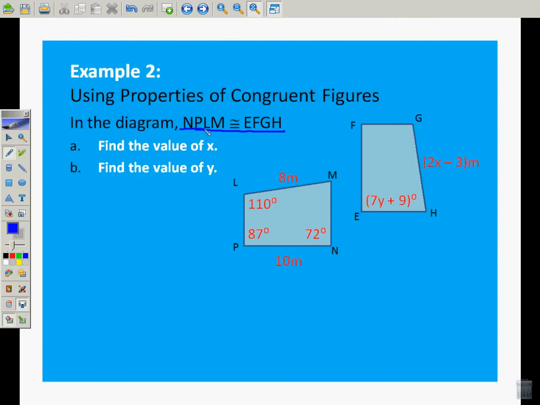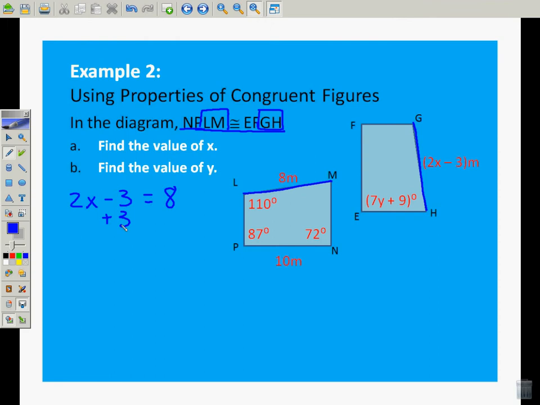And so what that means is when we're looking for our x and we have 2x minus 3, we need to find what side in NPLM is congruent to GH. Well, GH is the last two letters. And so to figure out what part of NPLM that's congruent to, we look at the last two letters. Well, if LM is the same as GH, then we can say 2x minus 3 is equal to 8.